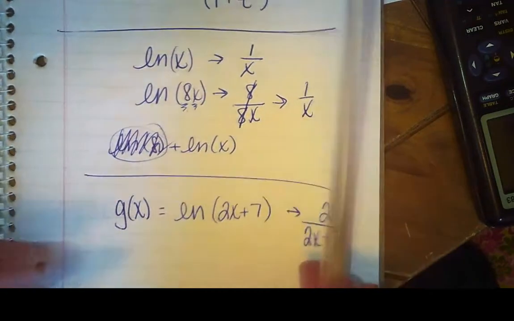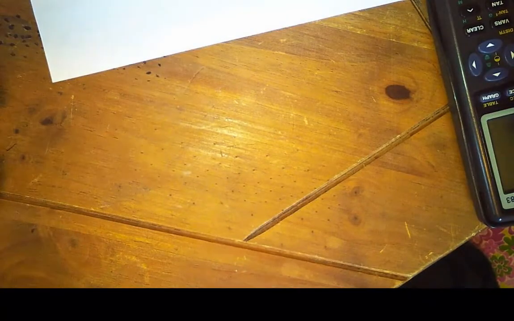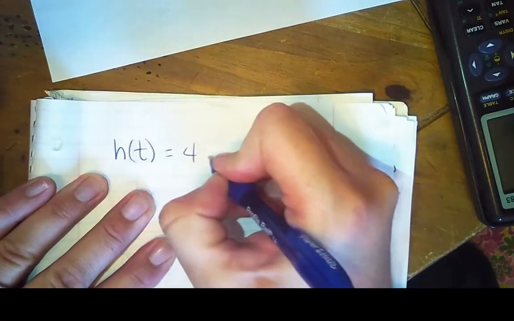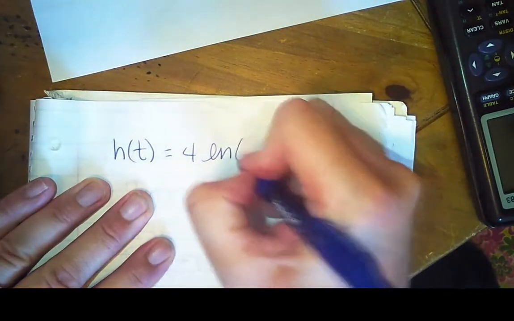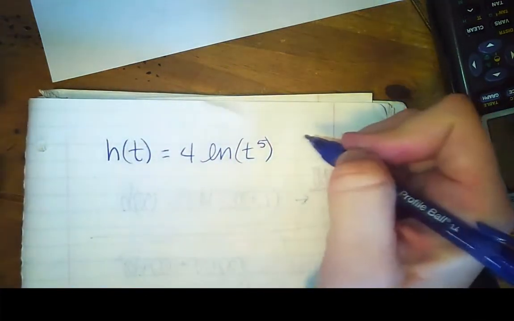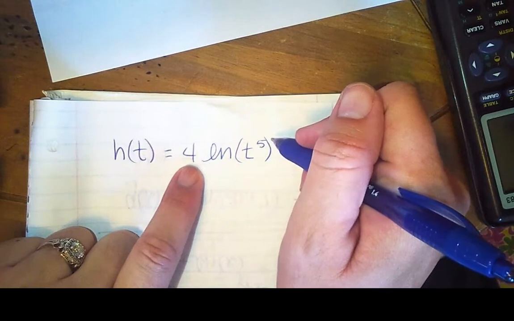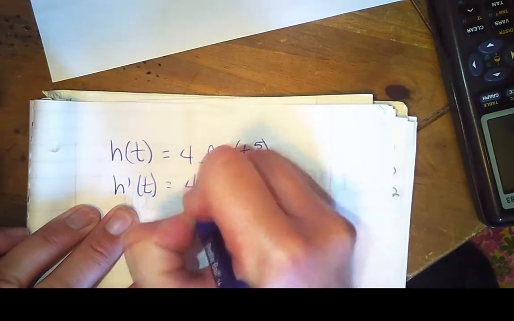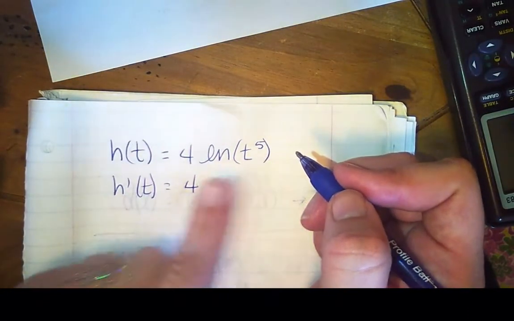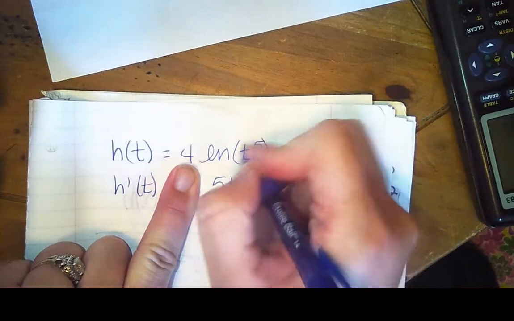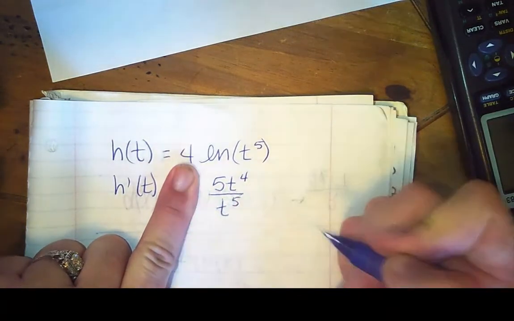You have now differentiated. Okay? So let's do it again. We have h of t equals 4 times the natural log of t to the 5th. Okay, so how do I take the derivative of a natural log? Take the derivative of the argument. So what's 4's job? 4 is coming along for the ride. So the derivative of t to the 5th is 5t to the 4th over the argument itself, which is t to the 5th.